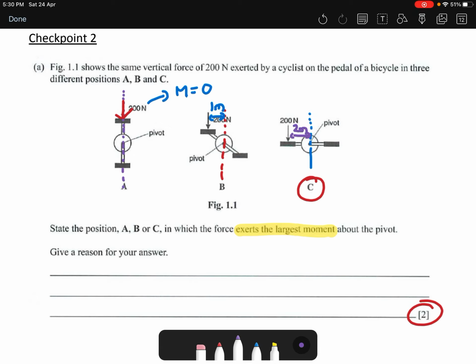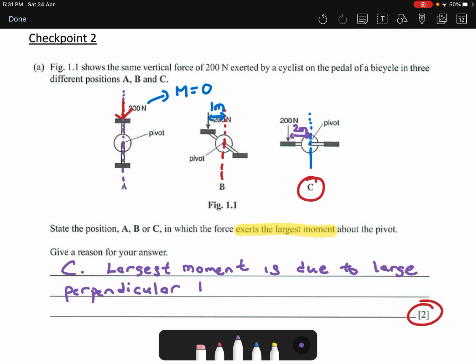So the largest moment is C. The moment for C is the largest because it's due to the large perpendicular distance. So this is for checkpoint 2.